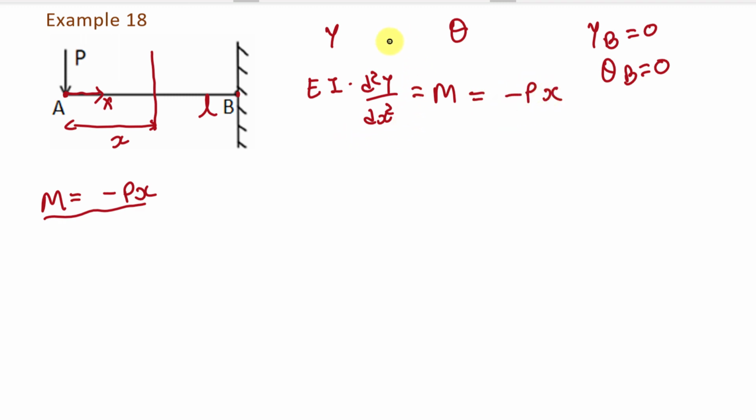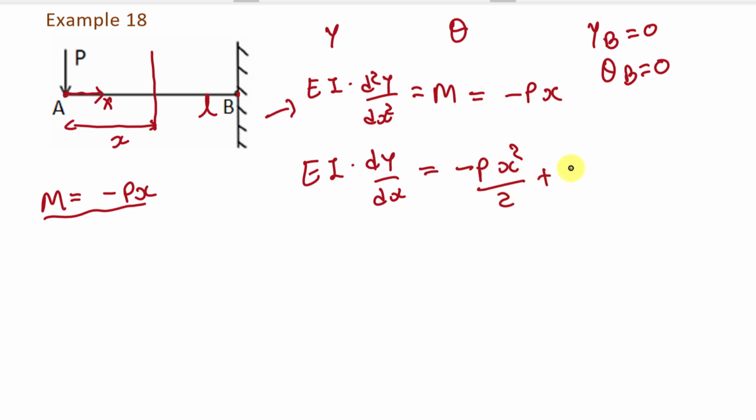Now to find out the value of slope, we have to integrate this expression with respect to x. So it will be EI into the integration of this d square y by dx square, which will be equal to dy by dx, which is equal to, what will be the integration of minus Px? It will be minus P into x square by 2 plus constant C1. So here this is the slope in this beam. Theta is equal to dy by dx.